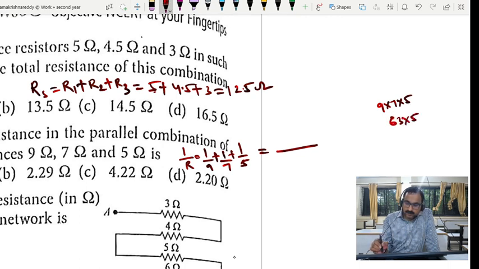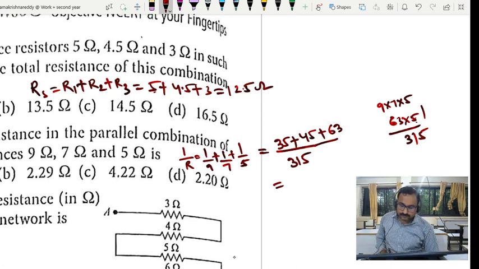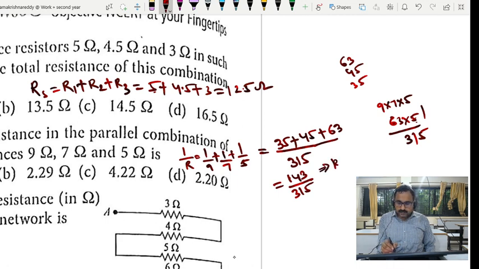63 into 5, 5 3 just 15, 315. So that is nothing but 35 plus 7, 45 plus 5, 63 plus. Okay, that is 63, 45, 35. 45 plus 35 means 80, 143 divided by 315. Therefore, R is equal to 315 divided by 143.